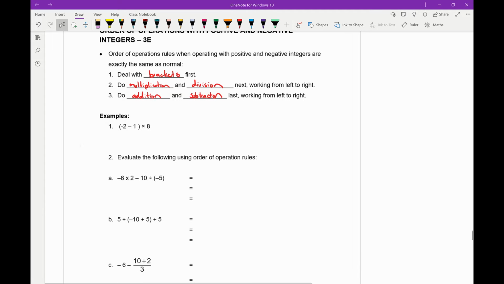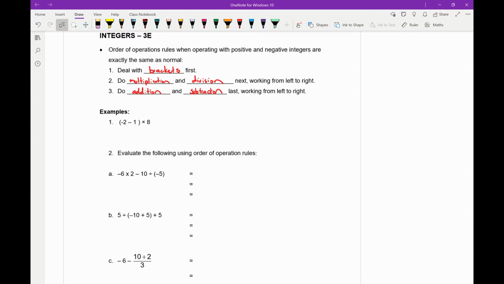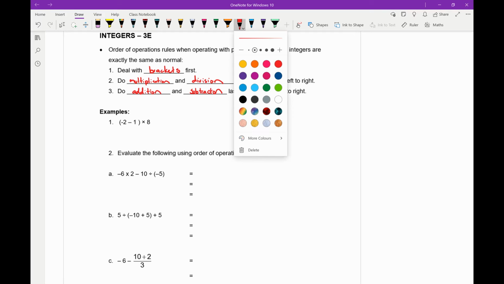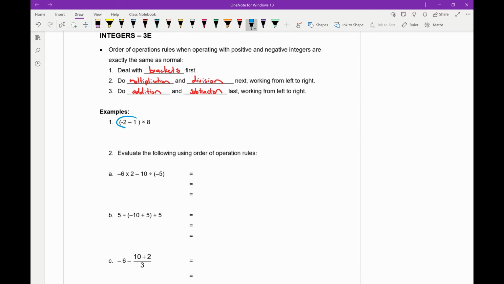Let's have a look at number 1. So we have brackets, so that's where we need to start. Starting with the brackets, we have a -2, and we want to take away one more. So that means we need to think of that number line, -2, going one more down, and we're going to end up at -3. Okay, that times 8, we leave it there. We're going to do that on the next line.